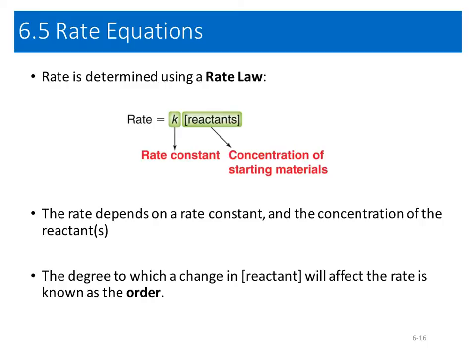A reaction is the result of collision between reactants, and if we increase the concentration of reactants, it will increase the frequency of the collision, so they are colliding more, therefore the rate of the reaction would increase. Also, the rate equation might have different orders. An order is basically the degree to which a change in concentration of the reactant would affect the rate of the reaction, and we are going to talk about them in the next slide.